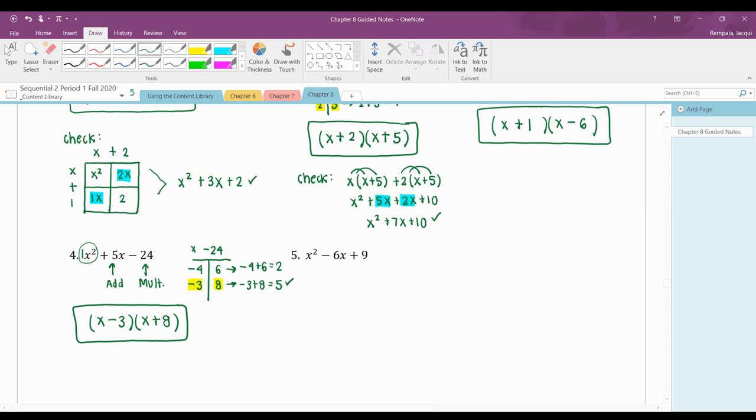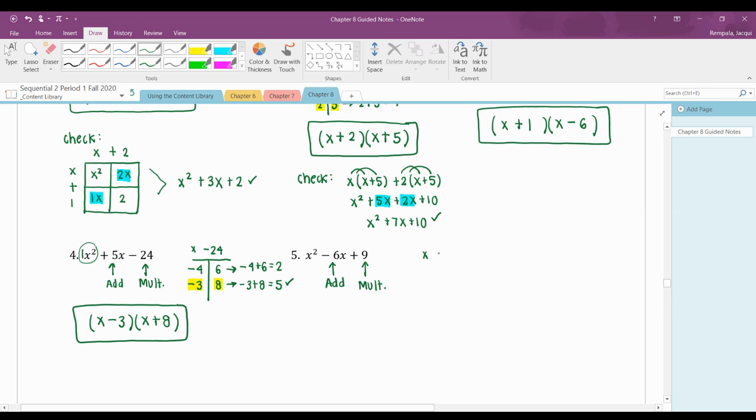The last example we're going to look at, we've got x squared minus 6x plus 9. So if I start looking for a GCF, I don't see a number that they have in common because we have a 1 in front of the x squared. I don't see a variable in every single term, so there is no GCF. So we move on to what multiplies to the last number, but adds to the number in the middle.